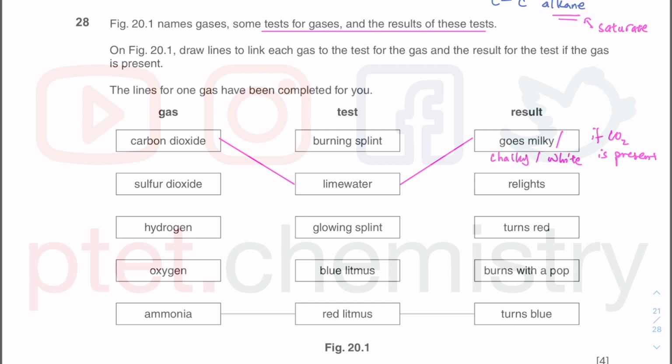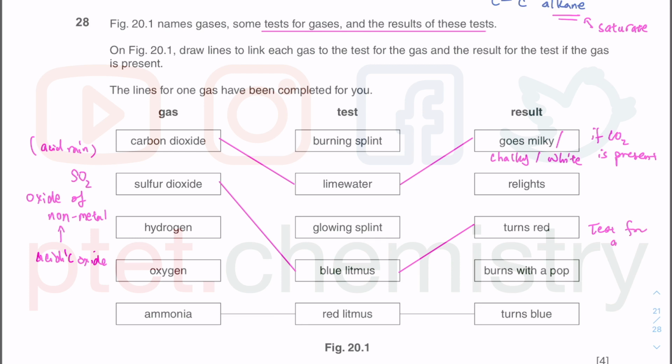Sulfur dioxide is an oxide of non-metal. Oxide of non-metal is what you call an acidic oxide. In fact, SO2 causes acid rain. You can think about acid rain being caused by sulfur dioxide. So sulfur dioxide will be acidic, and that's the only best test I can think of. So blue litmus will turn red. That is the test for acid.